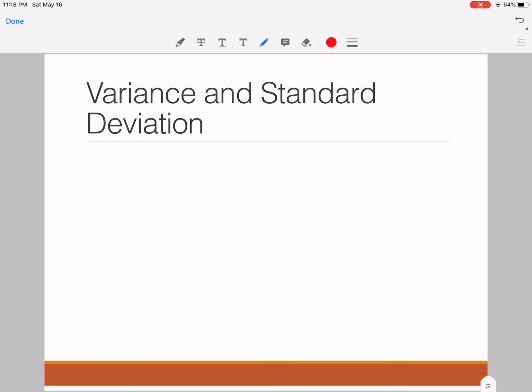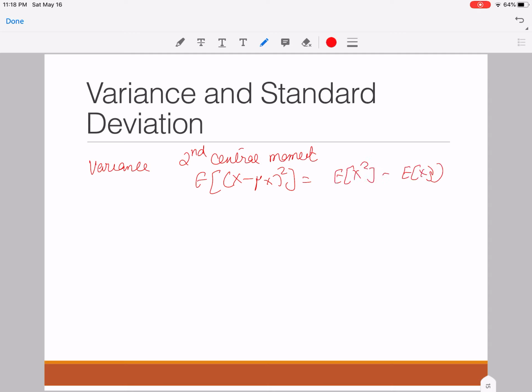So let's focus a little bit more on variance and standard deviation. Variance is actually your second central moment, and it is obtained as the expected value of (x minus mu of x) squared. It can be simplified as the expected value of x squared minus the expected value of x, whole squared. It's not difficult to prove. I leave that for you guys to prove and apply the mathematical concepts of algebra here to prove that the variance is indeed the expected value of x squared minus the expected value of x whole squared.